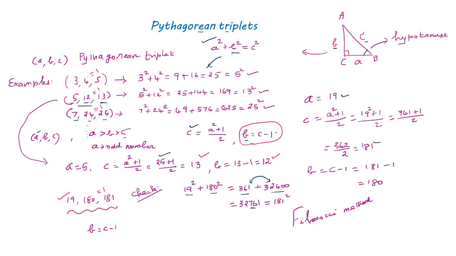So this kind of triplet is known as a Pythagoras family. What do you mean by that? In this triplet, you have the difference between c and b as 1.